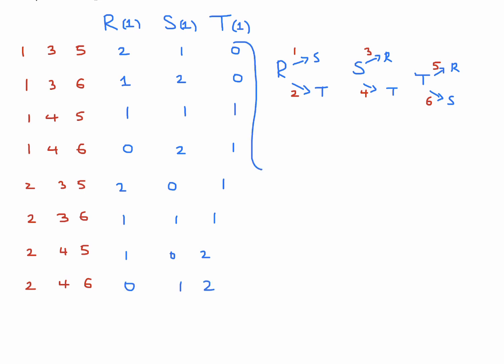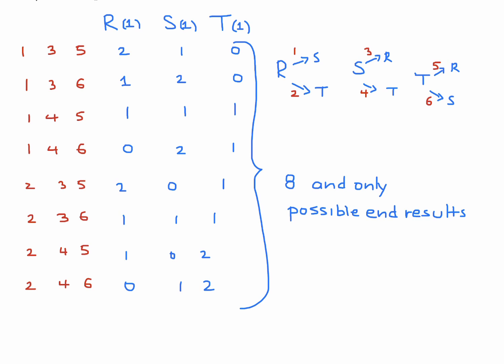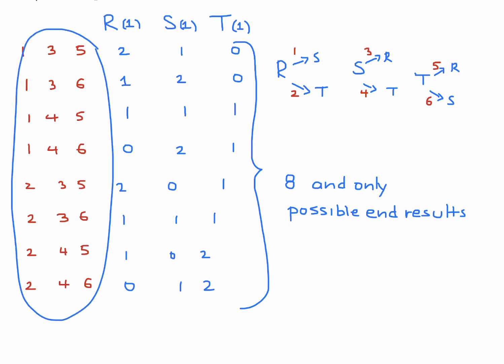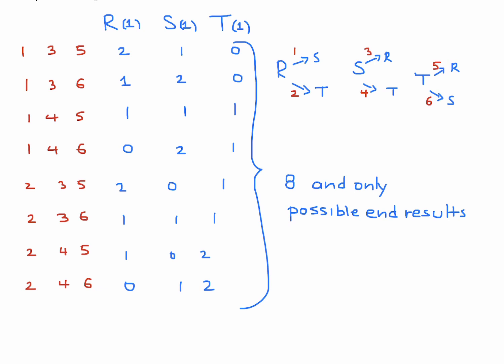So these 8 are the 8 and only possible end results. And if you're practicing, I challenge you to try to find any others. You won't be able to. You'll notice that no matter which of these 8 scenarios you do, you'll end up with one of these 8 possible end results. So in our question, we want to end up with 1, 1, 1.